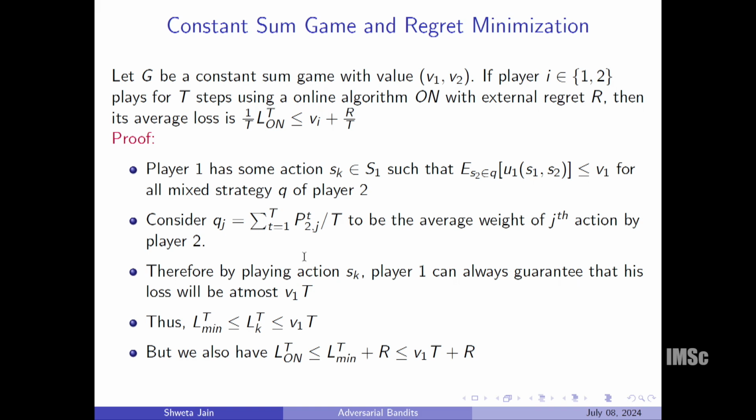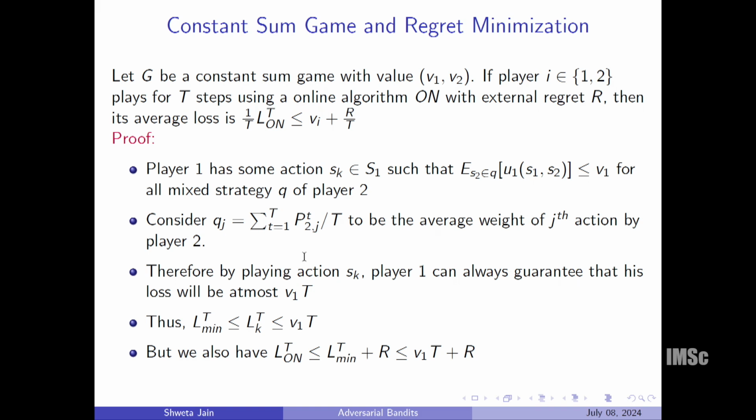Okay, we know that. Now, whatever the best algorithm would have done, the best algorithm would have done better than this. So, the loss of the best algorithm will be less than or equal to the loss which the algorithm would have incurred if it would have taken the action k at each time. So, L_T min will be less than or equal to L_kT, which is less than or equal to V1 T. Okay. So far so good.